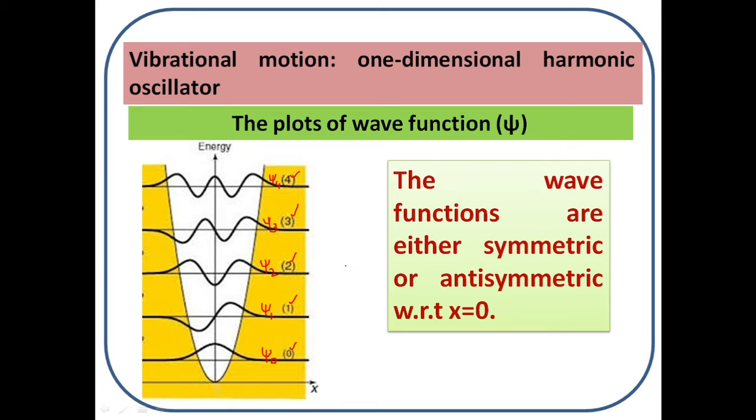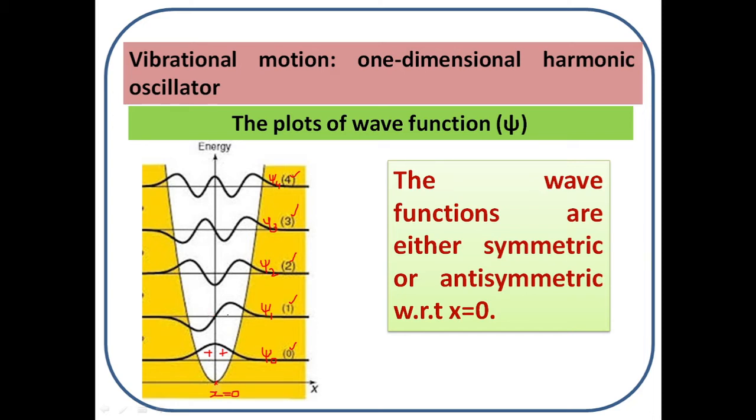Here we can see that the wave functions are either symmetric or anti-symmetric with respect to the origin. Here x is 0, this is the origin, x is equal to 0. Suppose we take psi 0, then this wave function is symmetric about x is equal to 0. That is, if we take this as positive, then this will also be positive. If we move on to the next wave function, psi 1, then we can see that this wave function is anti-symmetric with respect to the equilibrium point x is equal to 0.